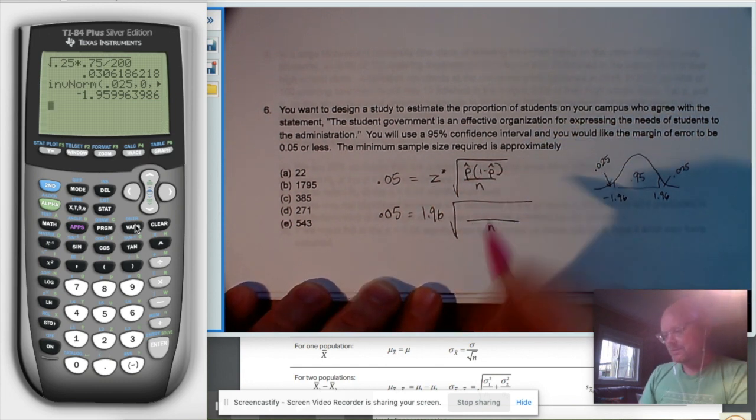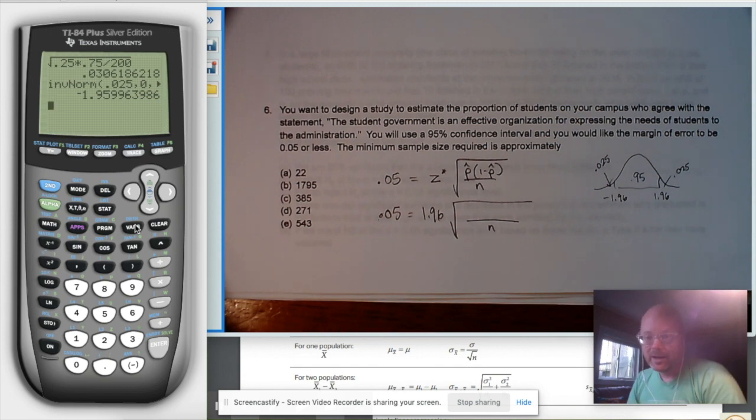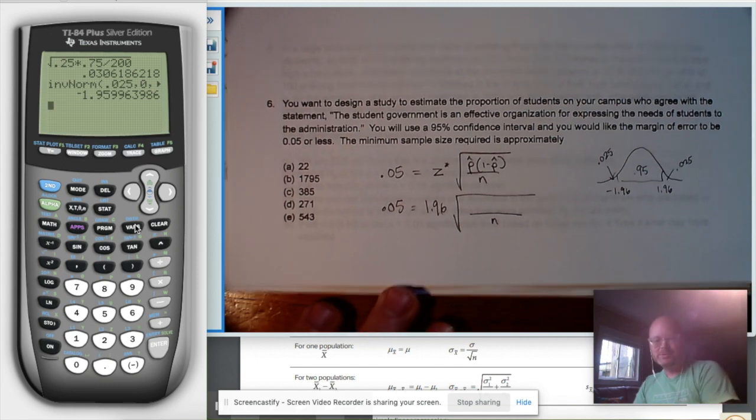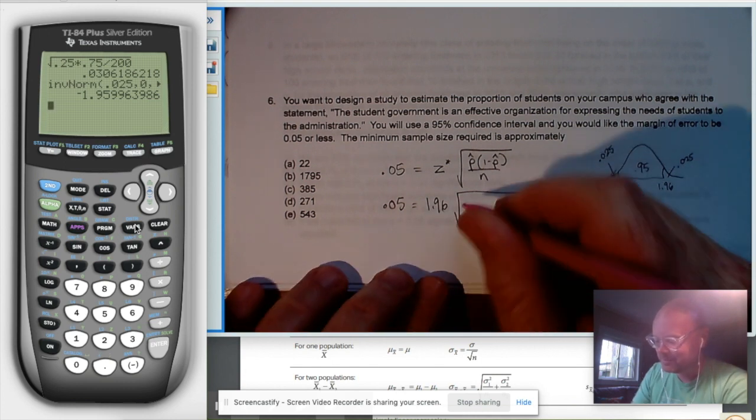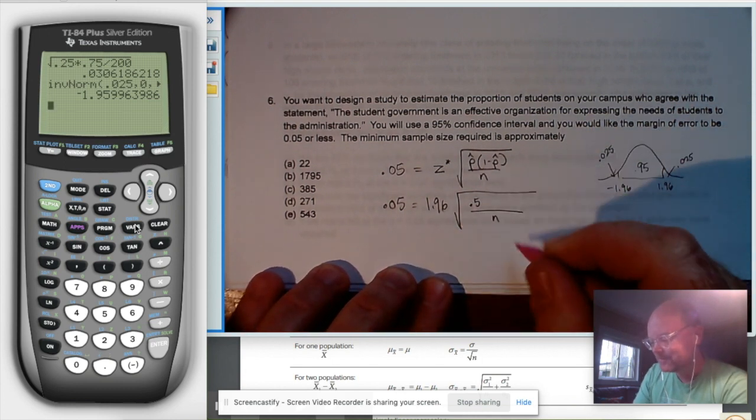I also need an estimate for p hat, but there's a problem. I don't have an estimate for p hat. So what do I do there? Have we talked about this in class? I bet we have. If you have no prior information about the problem, then the magic p hat that you use is going to be 0.5.